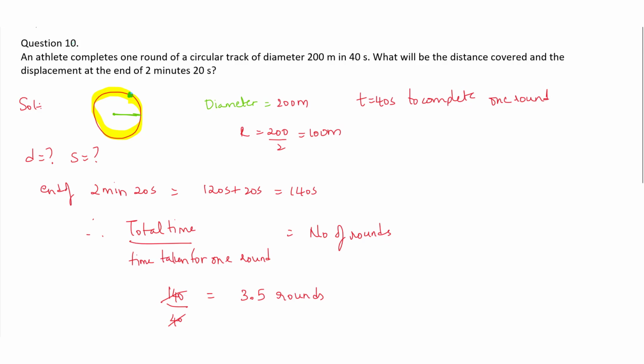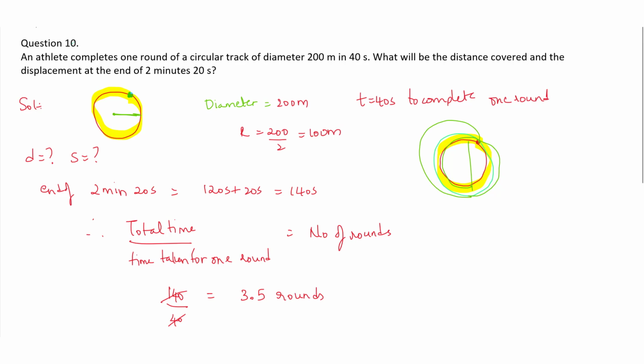If this is our circular track, then the person goes one round, again another round, again another round. In this circular track, he has done how many rounds? 3 rounds. So he will stop in the fourth round at a half circle.